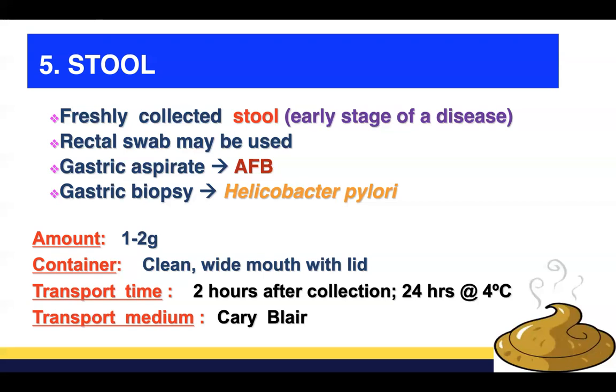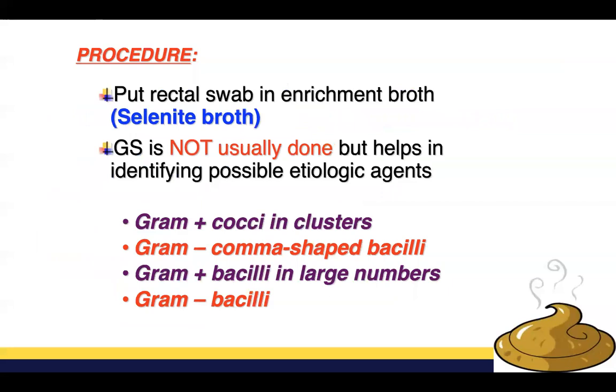Now, if you need to culture it before it is transported, you can use the Cary-Blair transport media. That's usually good for stool samples. Okay, so the procedure, if you're going to use the rectal swab, after swabbing, put it immediately into a tube containing enrichment broth, like selenite broth.